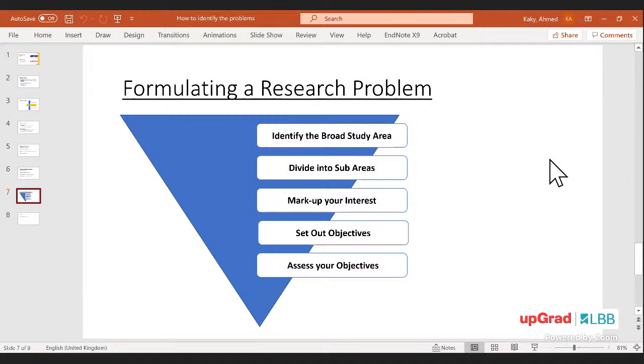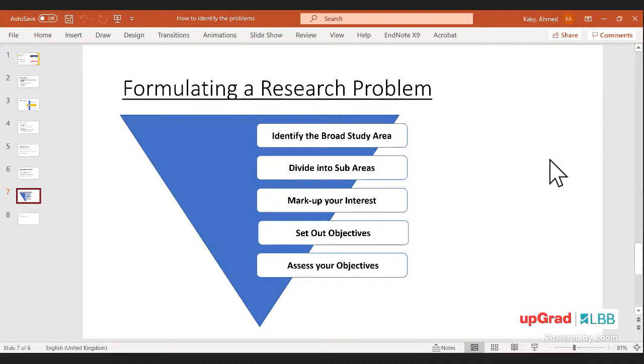Then we could move on to the next step, which is dividing our study area into several sub areas. That will make it easier for us to select one of these areas. So, for example, if you are working on cybersecurity as your area of interest for your study, then divide that into many sub areas such as network security, web application security, database security related to cyber crimes, and many other sub areas inside cybersecurity.